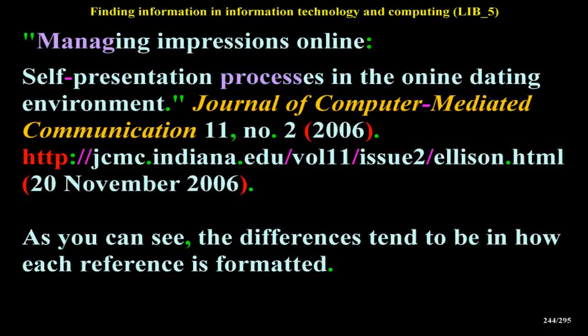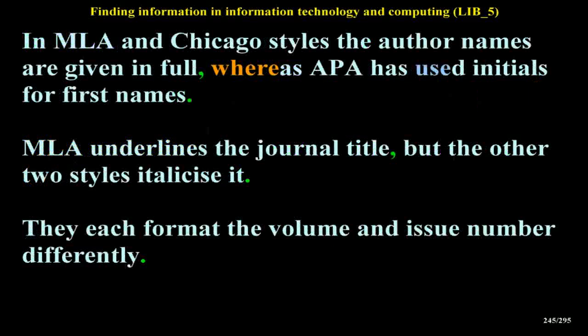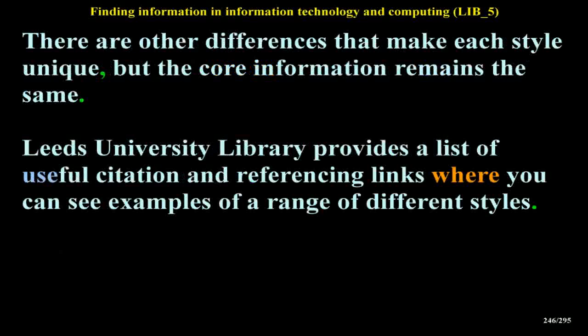As you can see, the differences tend to be in how each reference is formatted. In MLA and Chicago styles, the author names are given in full, whereas APA has used initials for first names. MLA underlines the journal title, but the other 2 styles italicize it. They each format the volume and issue number differently. There are other differences that make each style unique, but the core information remains the same.